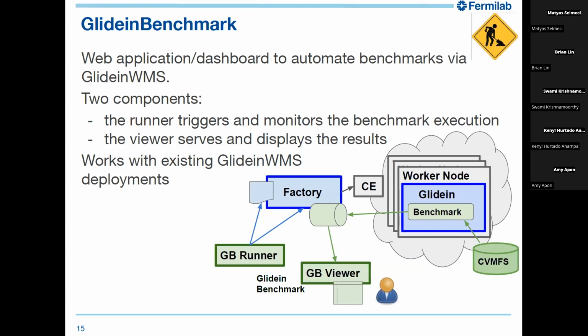And if you see here in the green, these are the GlideinBenchmark viewer and runners, which are connected to the factory configuration and REST APIs here. And this in the gray is where all the worker nodes are. And we're pulling the benchmark from CVMFS. In blue, it's the factory and the glideins themselves.